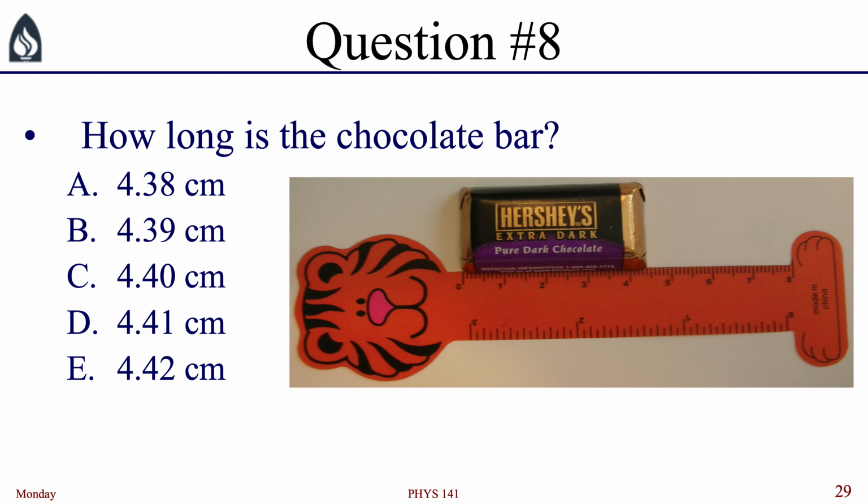So take a look at this slide and ask yourself the question, how long is the chocolate bar? Inspect the picture and pause the video and choose your best answer. Okay, now that you've selected a response, let's take a look at this picture. As you can see, this is not an easy question to answer. The end of the chocolate bar is kind of lumpy and our ruler isn't terribly precise. So it's easy to see that it's about 4.4 centimeters, but that last digit's a little questionable. So really any of these responses would work.